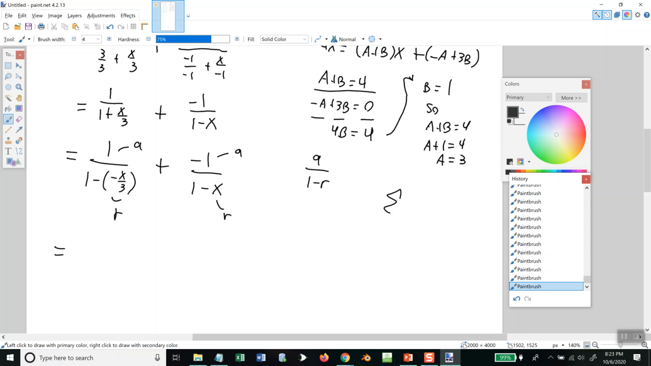Remember, our form is the sum from n equals 0 to infinity of a times r to the n. So this one becomes the sum from n equals 0 to infinity. A is 1, so I can drop it away. R is negative x over 3 to the n power. I can put the minus out in front. And this would be a, which is 1, so it kind of drops away. And this would be x to the n.